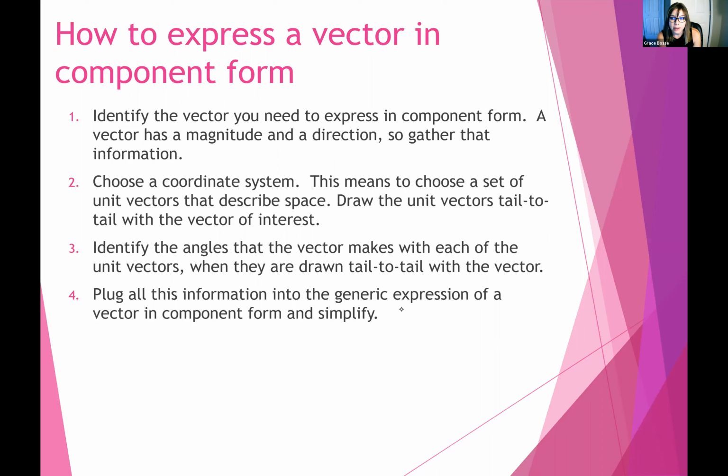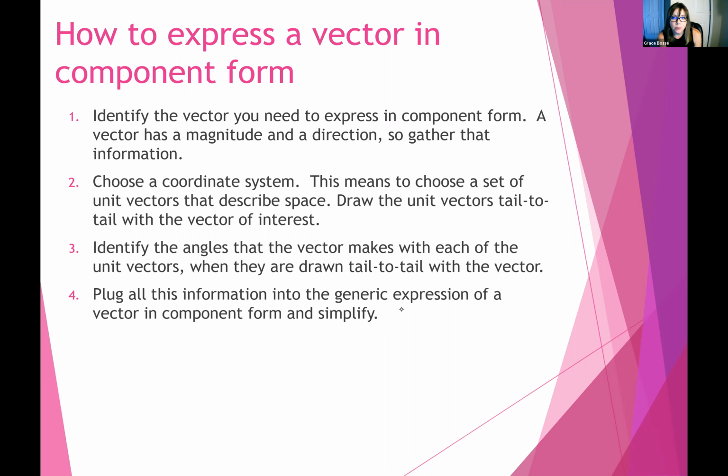These are the steps for how to express a vector in component form. First, you need to identify the vector that you want to express in component form. You do need to know the magnitude of your vector, and you need to have some kind of information about how it is pointing. A vector is made out of a magnitude and a direction, so we need to gather that information about the vector. Then we need to choose a coordinate system.